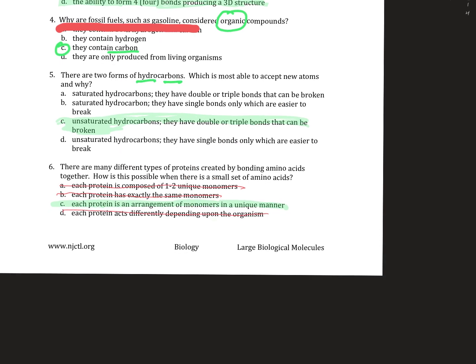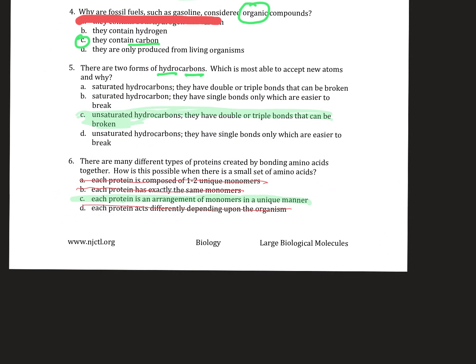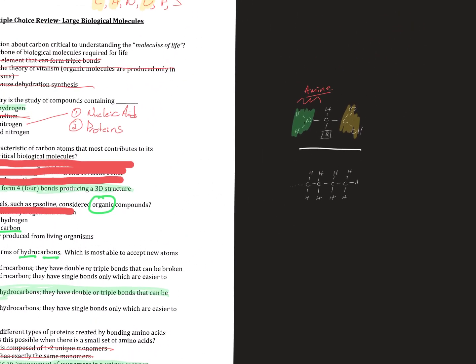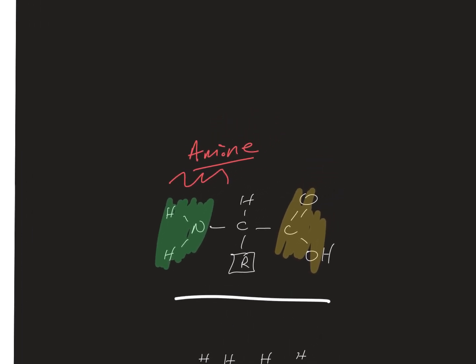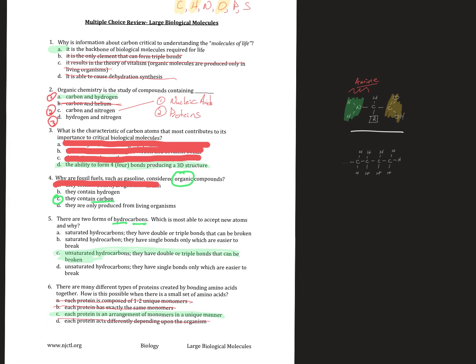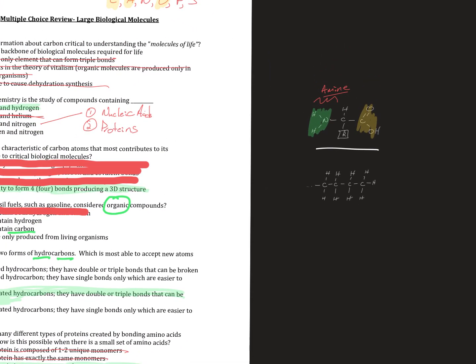There are many different types of proteins created by bonding amino acids together. How many different amino acids do you have? 20. That's right. What makes those 20 different? The R group. Excellent. The side chain or R group. Perfect. So when you're looking at the amino acid, you're looking at the R group as being different.